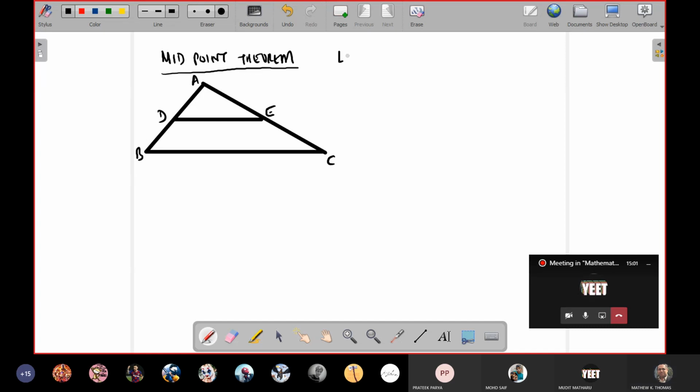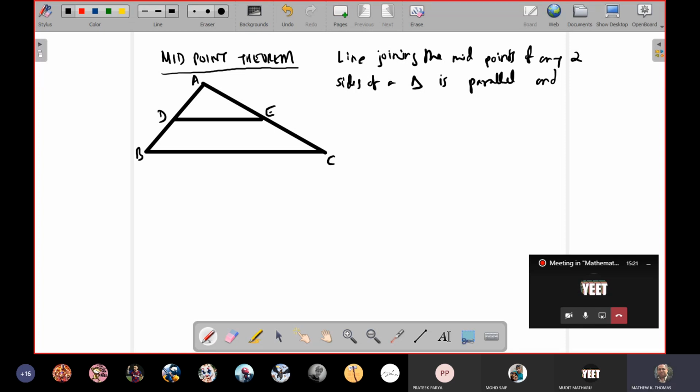Okay, and note down this: line joining the midpoints of any two sides of a triangle is parallel and half of the third side. Okay, so what does it mean?